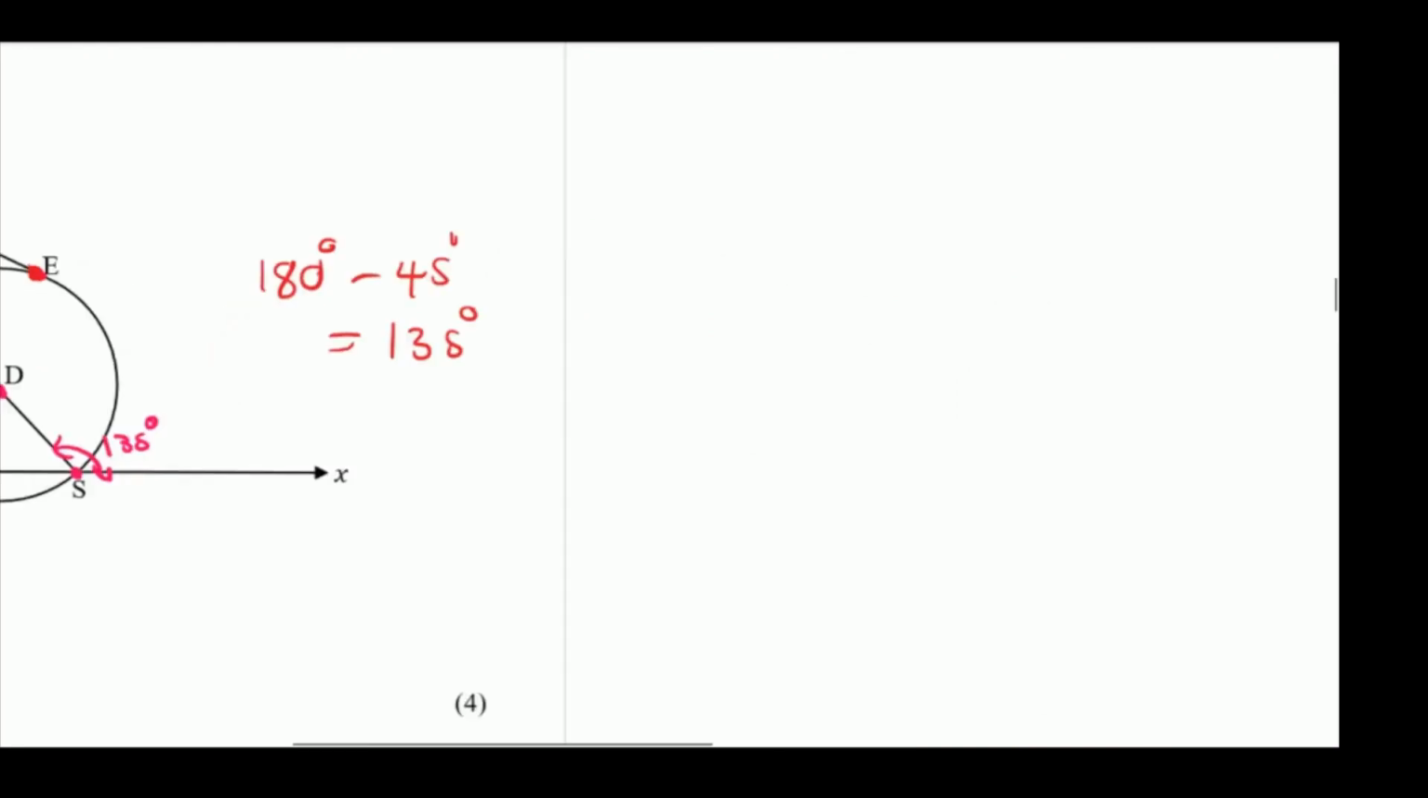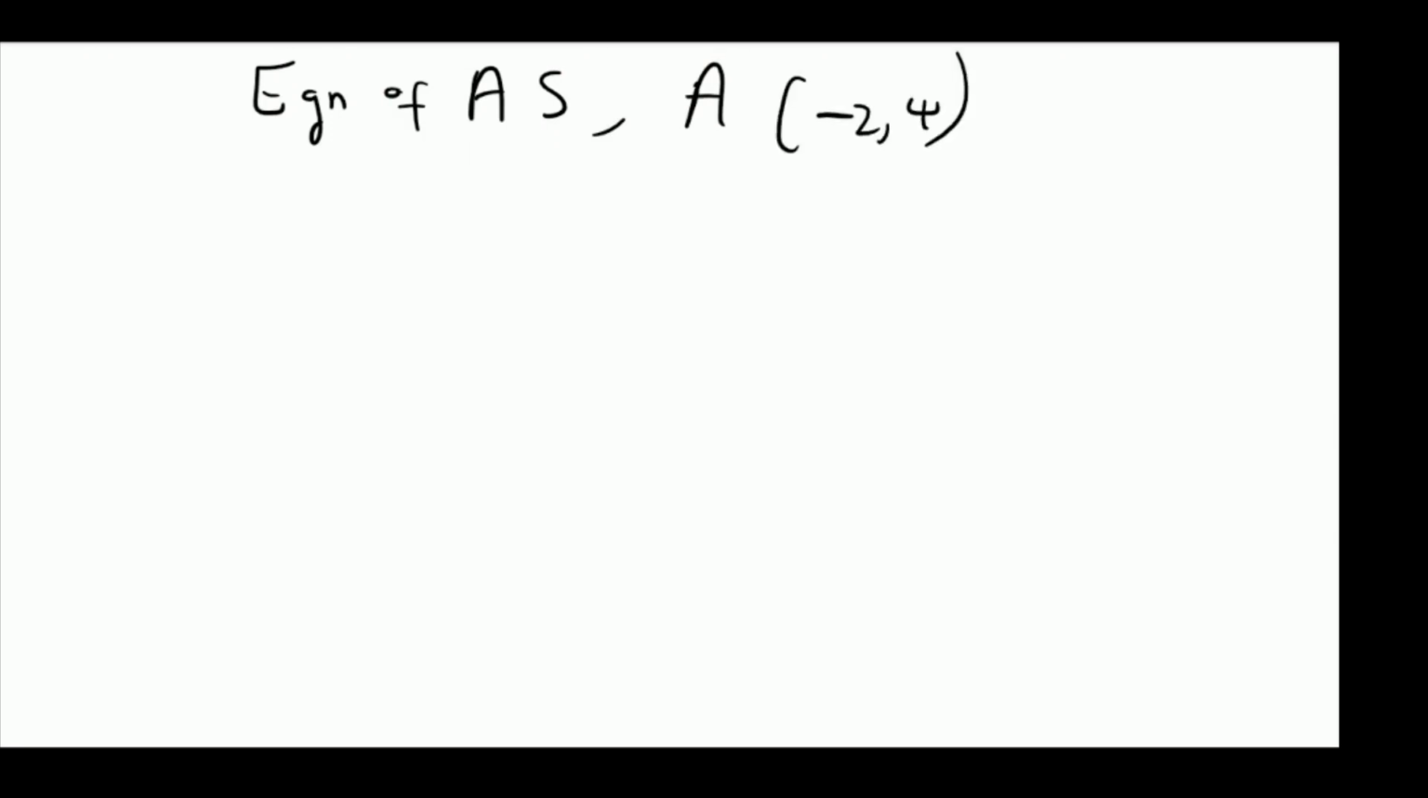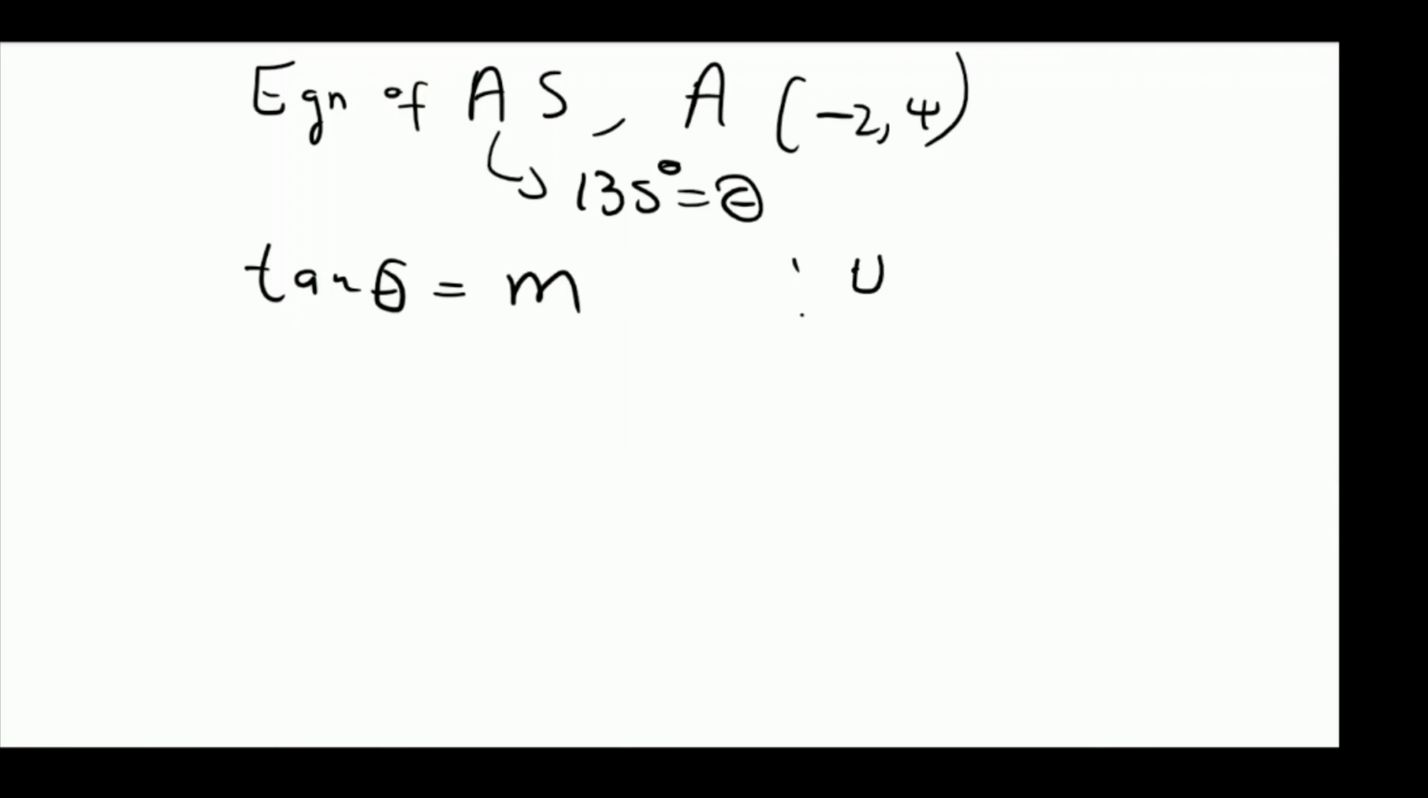So to find the equation of AS, we know A, the coordinates of A given as (-2, 4), and we are told the angle of inclination of this line, as we calculated, is 135 degrees equals theta, right? So tan of theta is equal to m. So we want to find the gradient. Why? Because the equation of a tangent is y = mx + c. So we first have to find the gradient, then we'll find the value of c.